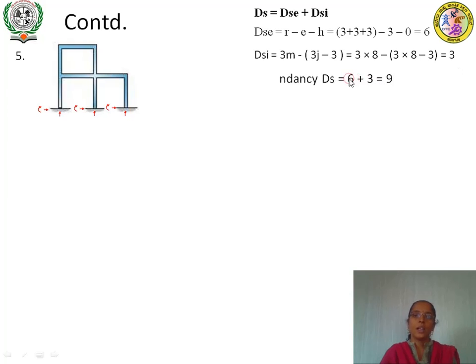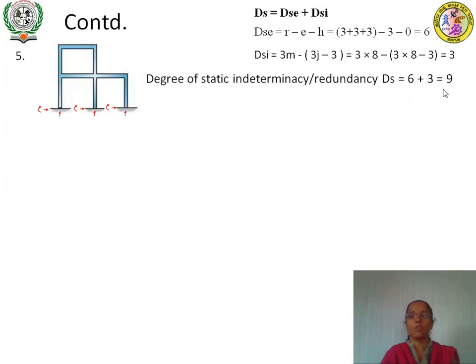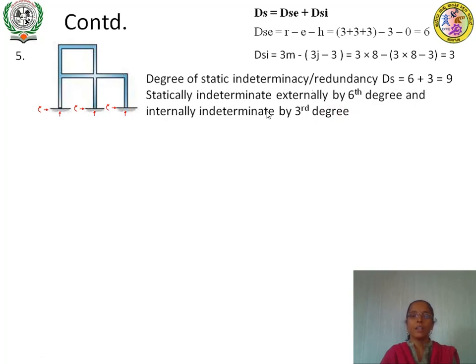So static indeterminacy is 6 plus 3, it will be 9. So how can we classify it? Statically indeterminate externally by 6th degree and internally indeterminate by 3rd degree. And whether it's a stable structure or not, definitely it's a stable structure.